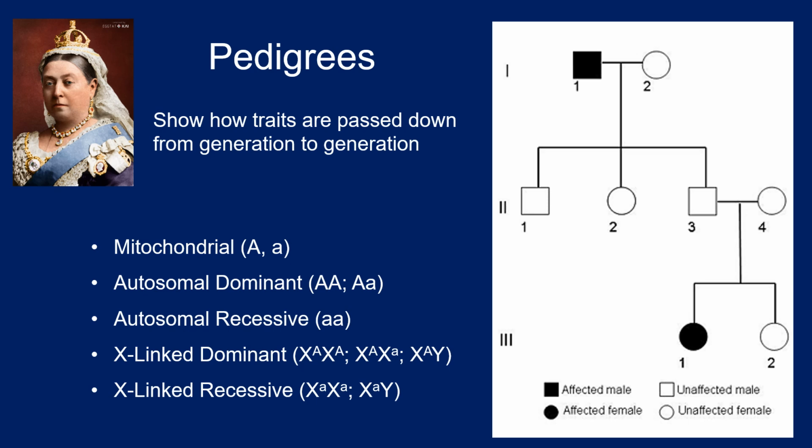Males are shown as squares. Females are shown as circles. If the square or circle is filled in, it means they have the trait that you're interested in. Usually it's a bad trait, hemophilia or something like that. We looked at 5 different inheritance patterns: mitochondrial, autosomal dominant, autosomal recessive, X-linked dominant, and X-linked recessive. And I've included next to those words the types of genotypes you might have.